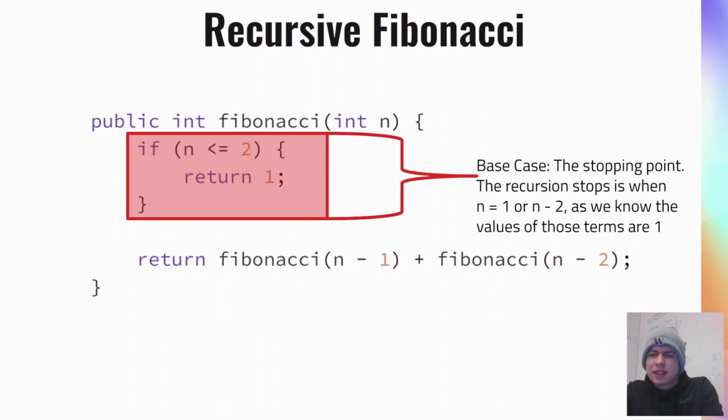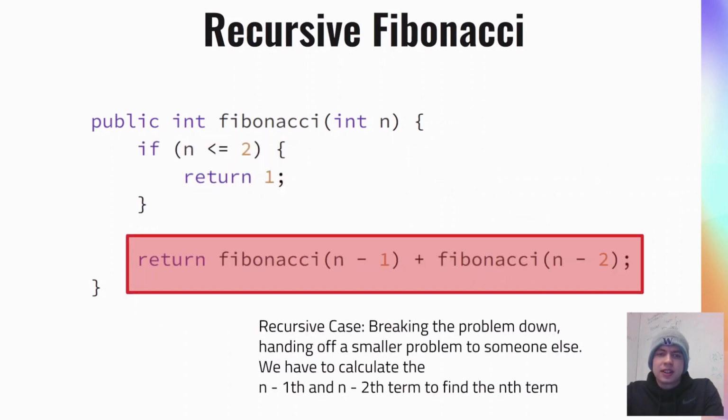So this is the simplest output, and we can simply return 1 when n is equal to 1 or when n is equal to 2, as we know that these terms are equal to 1 and don't have to be defined in terms of previous terms in the Fibonacci sequence. So this is our base case. And the recursive case is anything that's not in the base case, otherwise known as breaking the problem down by making subsequent recursive calls.